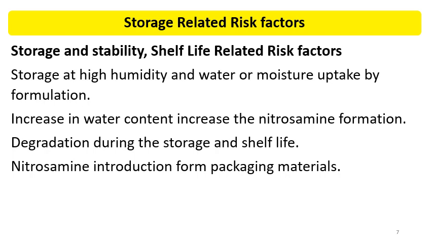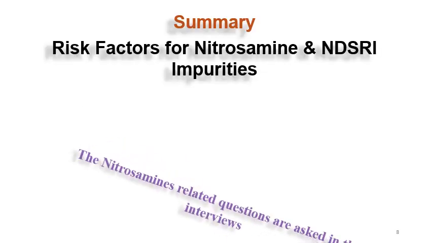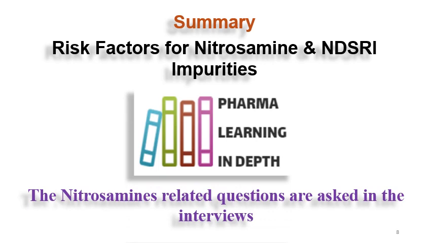Then another reason is degradation during storage and the shelf life. So degradation of the API may lead to nitrosamine formation. Then nitrosamine may also get introduced during the packaging process or from the packaging materials. So this is regarding the risk factors, and if we know the risk factors for nitrosamine formation, then we can save our formulation from nitrosamine impurity generation. So this is the short video on risk factors for nitrosamine and NDSRI impurities. If you understand the risk factors, then you can think how to minimize or mitigate the risk for nitrosamine and NDSRI impurities formation.